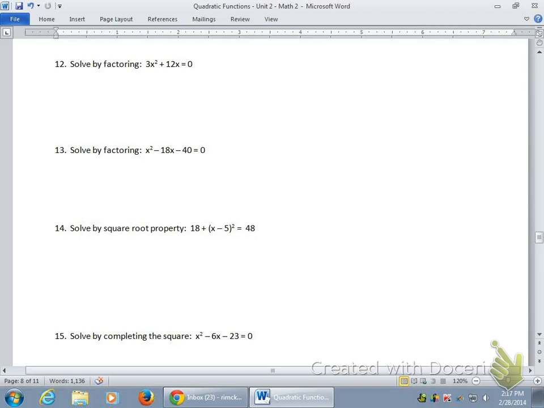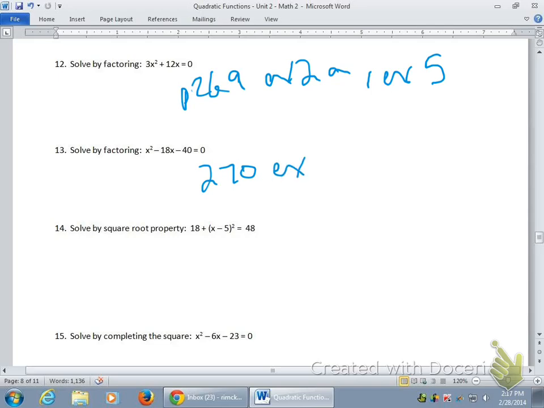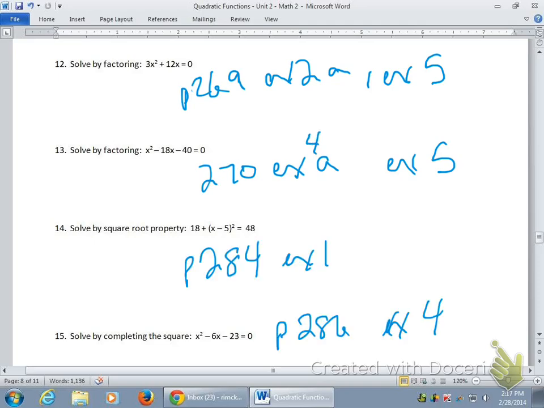All right, if you need some help on 12, page 269, example 2A is your best place to go for the factoring, and then example 5, talk about the zero product property. And on 13, your best place for the factoring is going to be 270, example A, and then once again, example 5 will help you with the zero product property. Kind of put those together. So again, square root property, page 284, example 1, and then for completing the square, page 286, example 4.